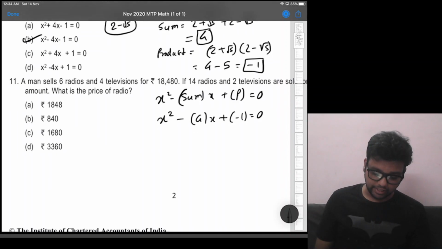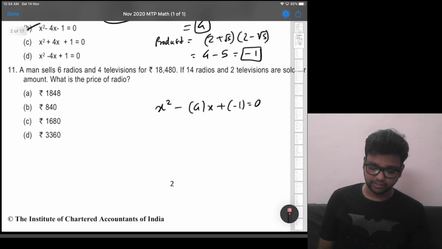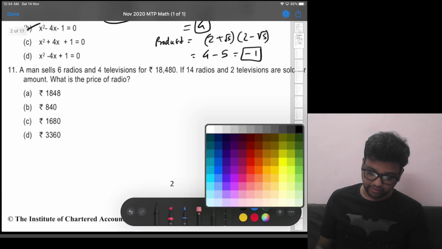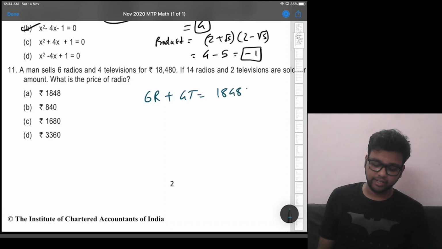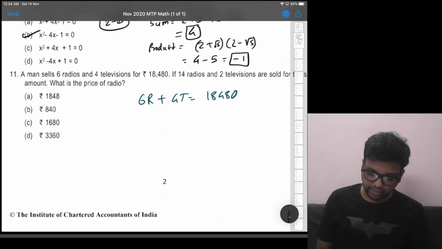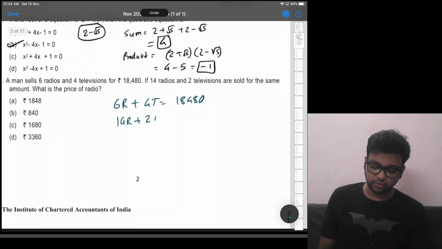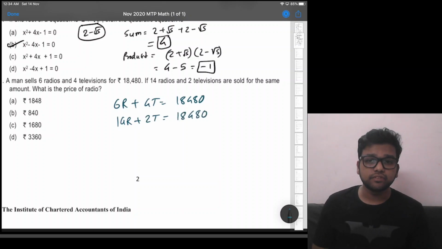Okay. 11th, again simultaneous. A man sells 6 radios and 4 televisions for 18,480. So 6R plus 4T is equal to 18,480. If 14 radios and 2 televisions are sold for the same amount, that is 14R plus 2T equals 18,480, then what is the price of the radio?